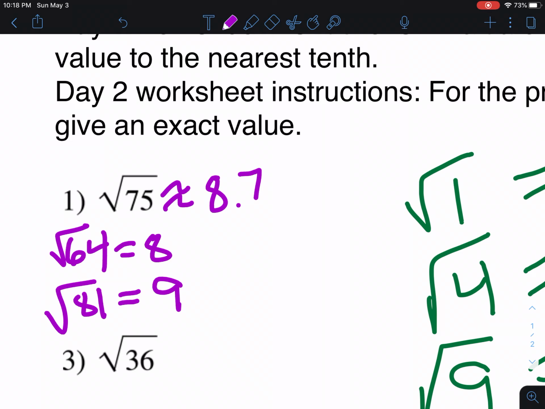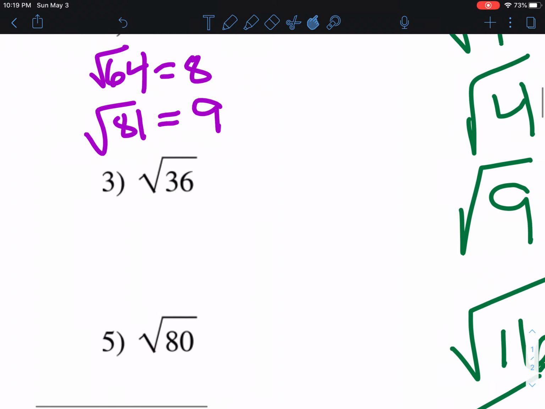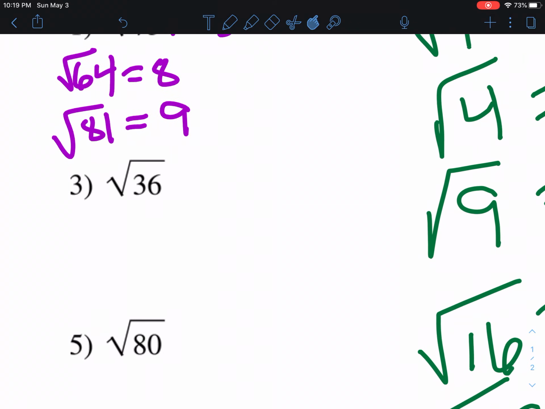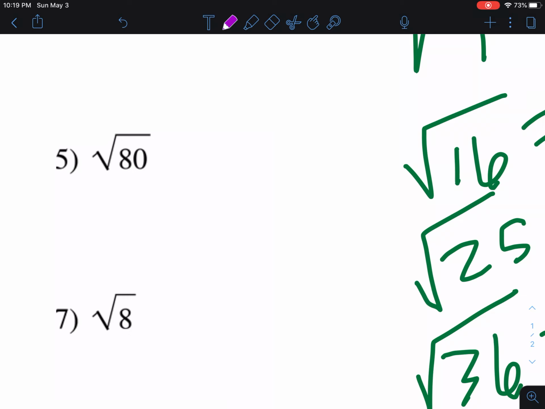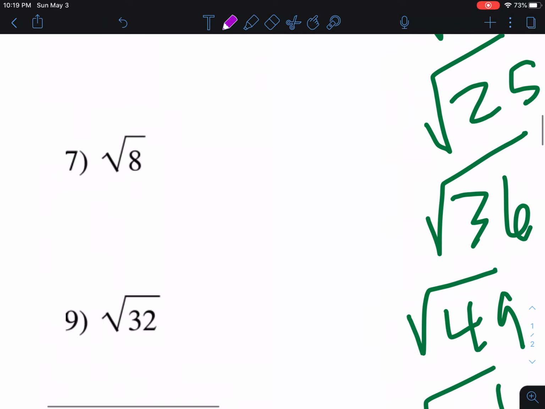So I'm going to go over another way to estimate the value of the square root that's going to be a little more precise than that. And so let's see here, with square root of 36, that should be an easy one. That is going to be 6. Okay, and then the square root of 80. Okay, so here's our next one that we're going to try and estimate. Well, no, actually 80, that's so close to 81, that's going to be like 8.9. So let's go with square root of 8. This will be a good one for us to figure out.